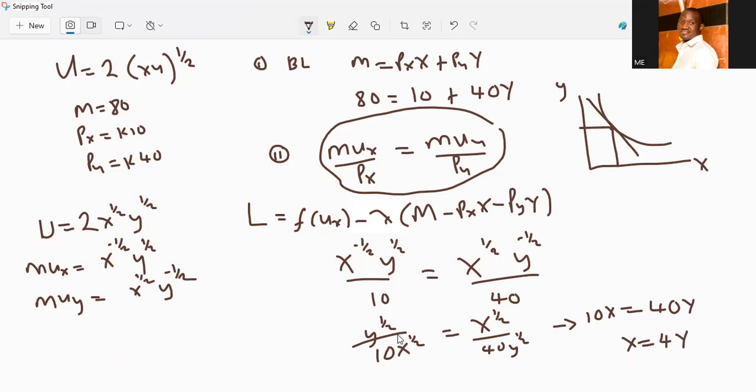Are we together where we're coming from? This one goes down, this one goes down. You can cancel there, and this will remain with a 4. So y half times x half is x, and y half times 4y half is 4y. So this is where we are here. Are we together so far? Chipo, are we together?